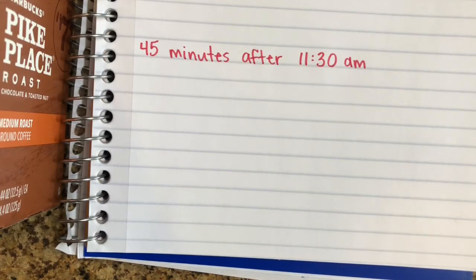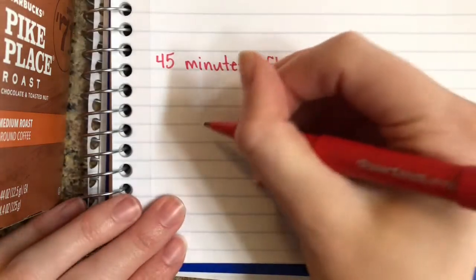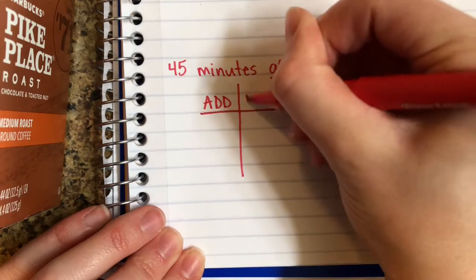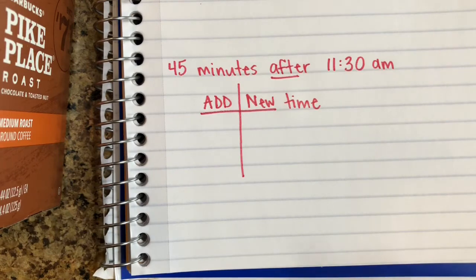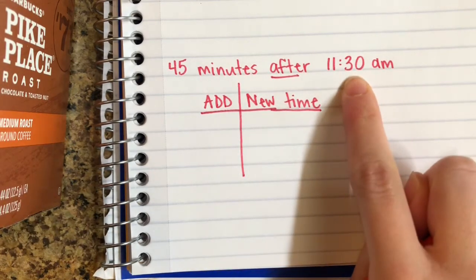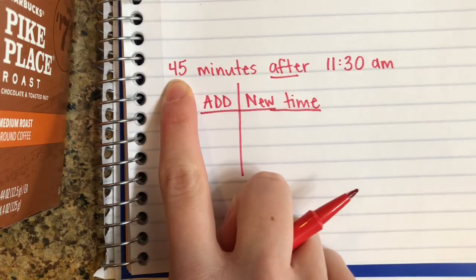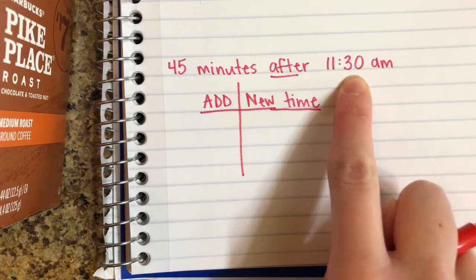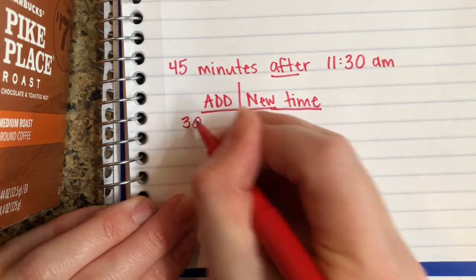Let's try another one. So now we have 45 minutes after 11:30 a.m. So we are still after. We know we are adding time onto that. We're moving forward, so we will set up our T-chart. This column is add. This one is still new time. We can see that our 11:30, we already have it ending in a 0. So now let's start. We notice 45 minutes past 11:30 a.m. So if you notice it or if you don't, we are going to be moving into another hour. So right now we're just going to add 30 minutes.